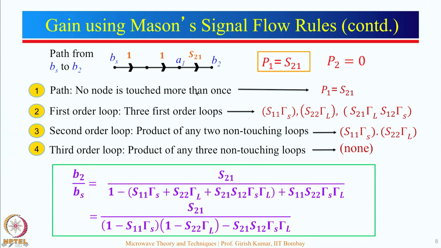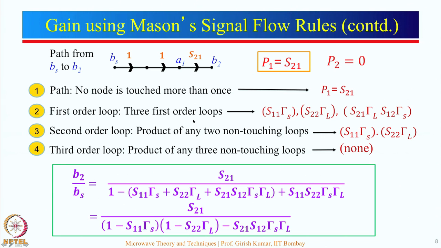So, we can actually see that there is only one path, which is equal to S21. I just want to mention here that to define the path, no node should be touched more than once. Okay. So, now let us see what are the first order loops.